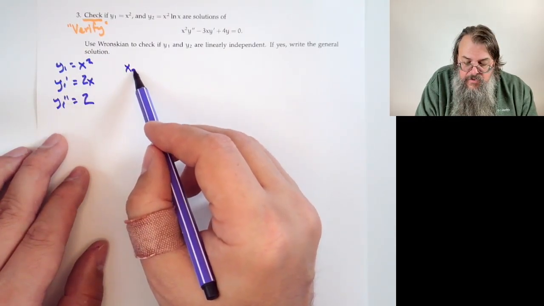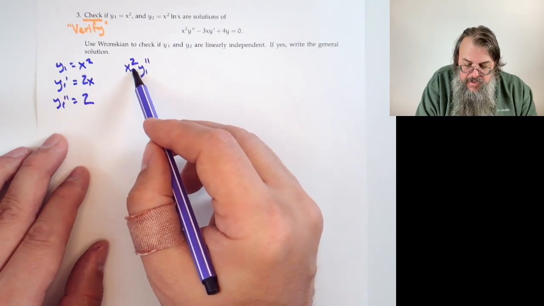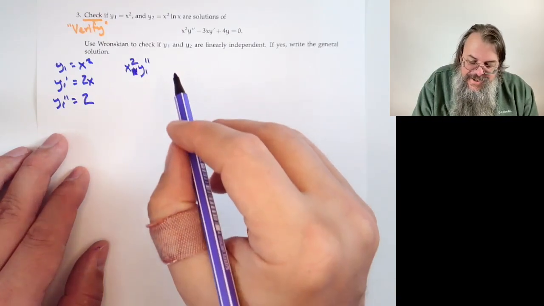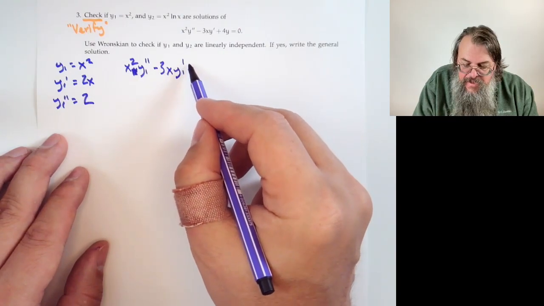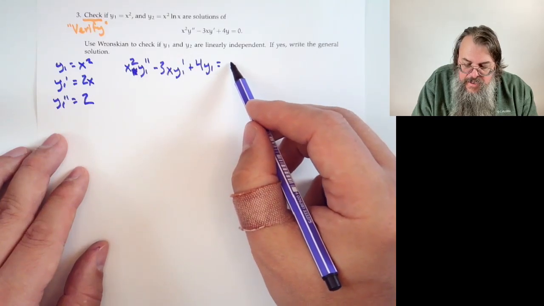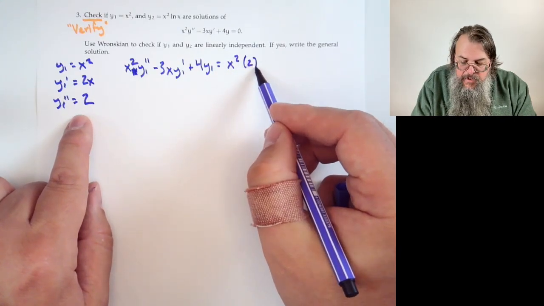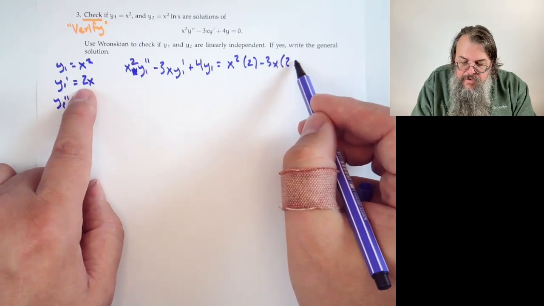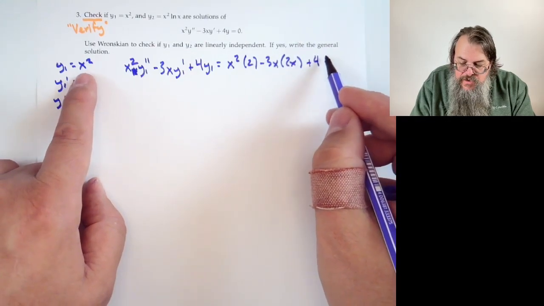We have x squared y1 double prime. Whoops, x squared. Be careful, be careful. It's so easy, especially when you're on a test. Y1 double prime is 2. And you're like, wow, I'm just going to try to speed through it. Y1 prime is 2x. Don't try that. Take your time.